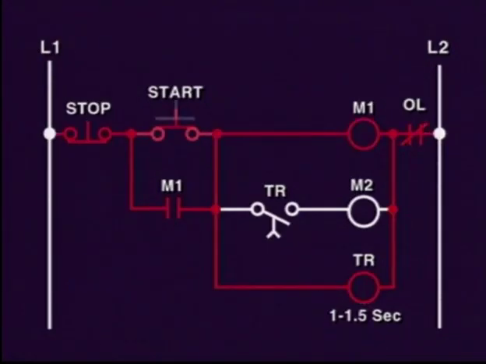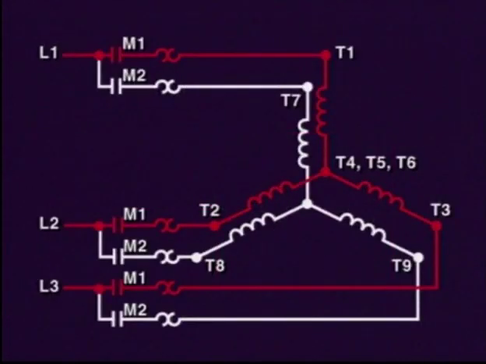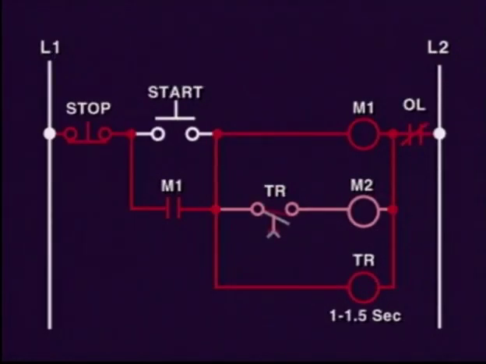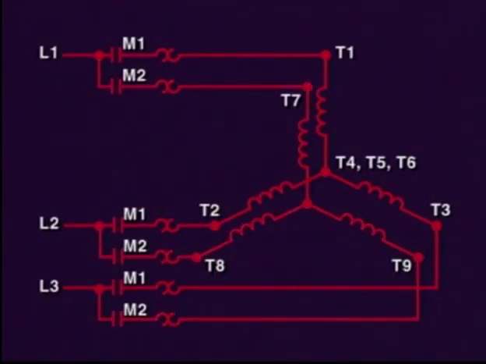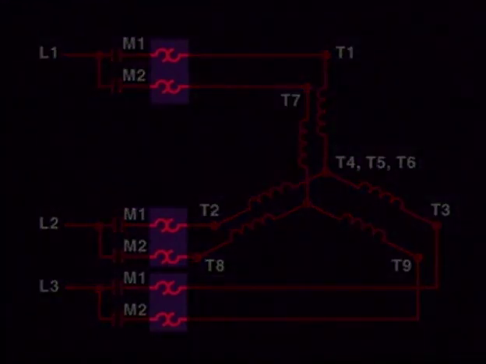Once the start is pushed, the M1 contactor closes and places the line voltage across one of the two identical coils. Once the time delay occurs, the other coil is brought online by the turning on of contactor M2. M1 acts as the starting contactor, while M2 acts as the accelerating contactor. Note that each of the windings in the parallel connections has its own overload protection.